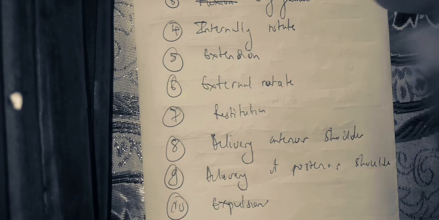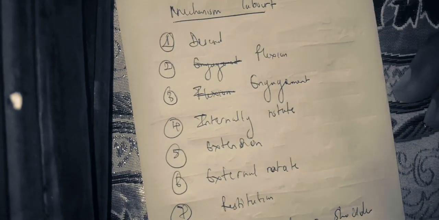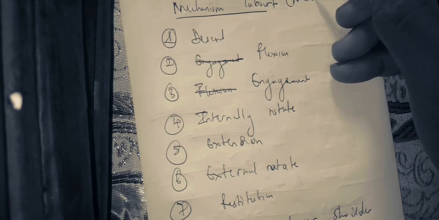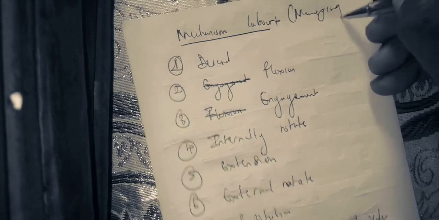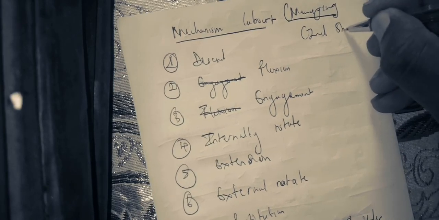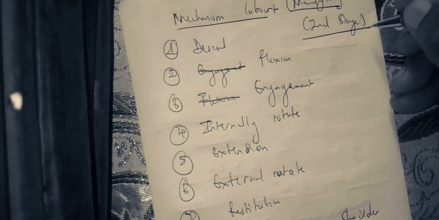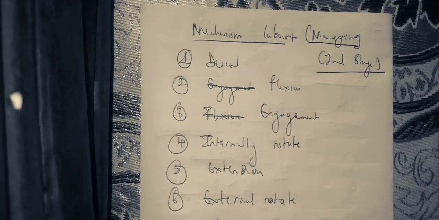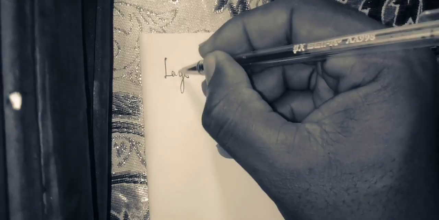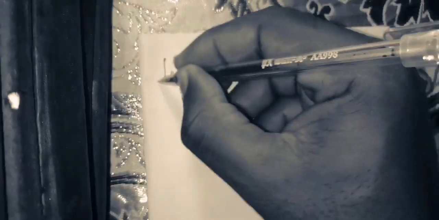Now, here is already at the level of the management. When you want to visualize the mechanism of labor is when you're already managing a patient in labor, in the second stage of labor. Is it clear? Now, before speaking of the second stage of labor, I need to tell you the different stages of labor. You need to know that labor has 4 stages. Is it clear?